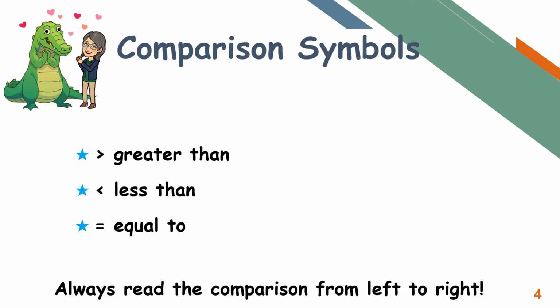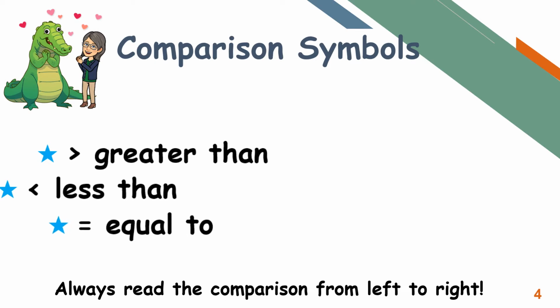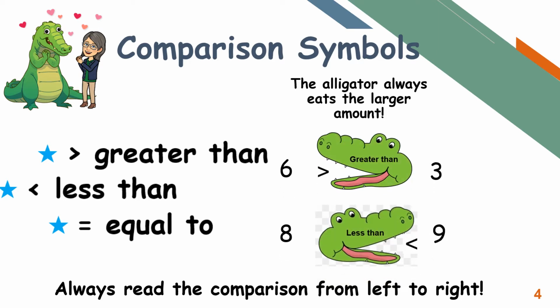So let's review the symbols. When you use the greater than symbol, it opens to the left in your number sentence. When you use the less than symbol, it opens to the right. The equal sign is written as two marks, one on top of the other. Some of you may remember the alligator, who always eats the larger amount in a comparison number sentence. That means the alligator is going to eat the bigger shaded pieces in a fraction comparison. The alligator always wants the bigger shaded pieces.